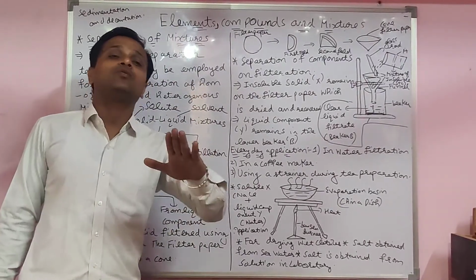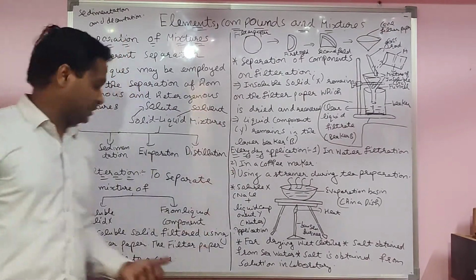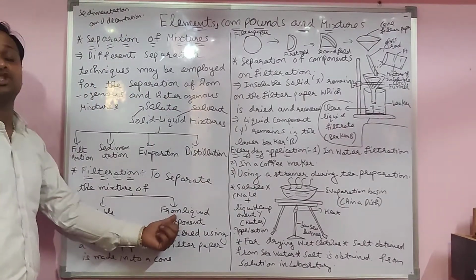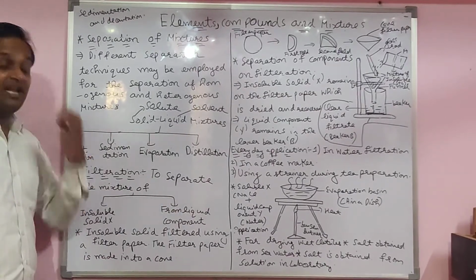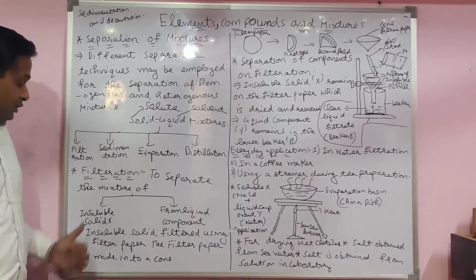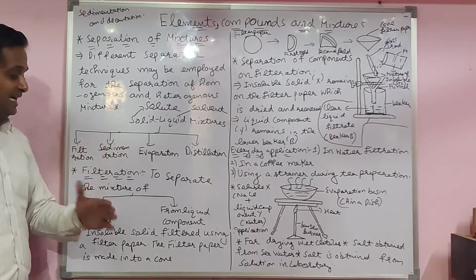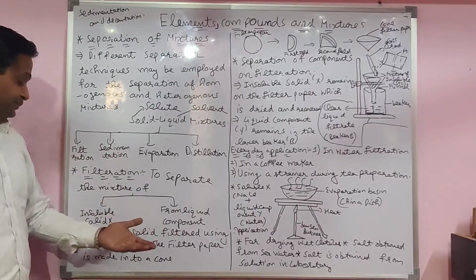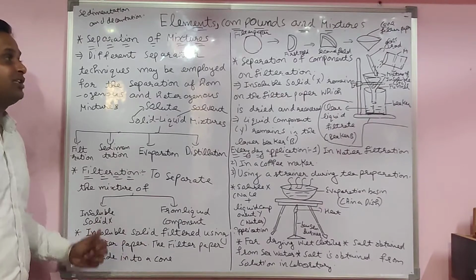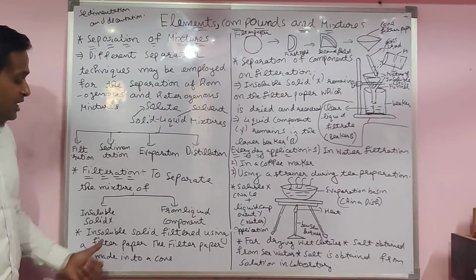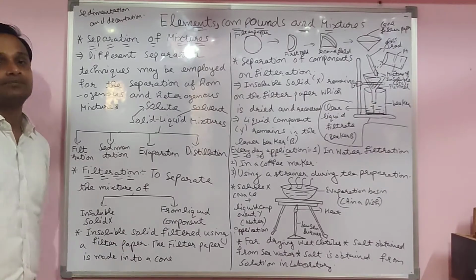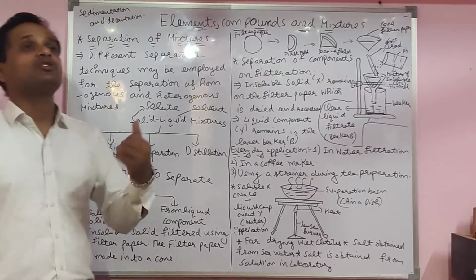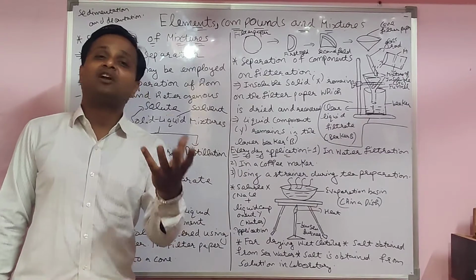The method in which X is a solute and this one is a solvent, and X is insoluble in the liquid. For example, X is sand and this one is the liquid, water. How are you able to separate? By using the method of filtration. An insoluble solid is filtered using filter paper, like a Whatman filter paper.